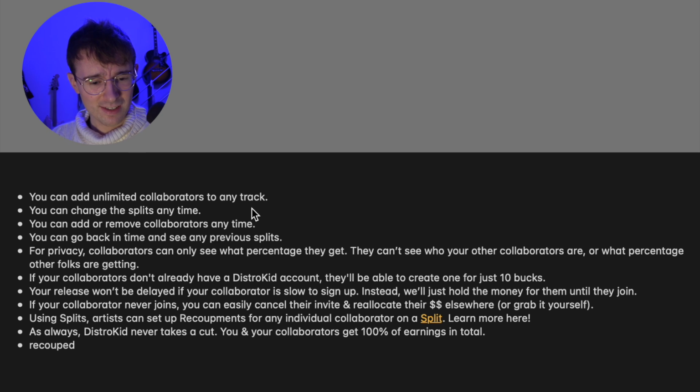For privacy reasons, collaborators can only see the amount of splits that they get. So even if you're working with 5 people, they won't be able to see how much the other people get. So I think that's kind of useful, in case someone has a better deal than the other one, they can just see it and get jealous.